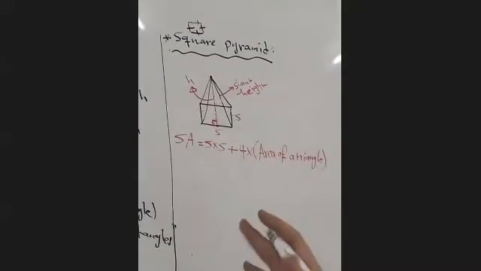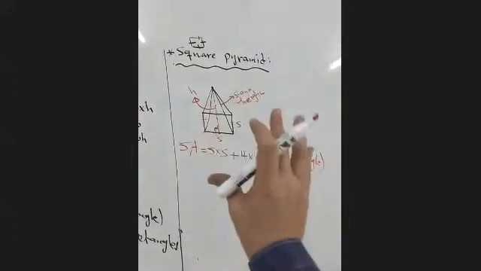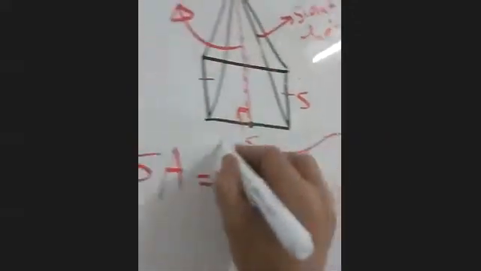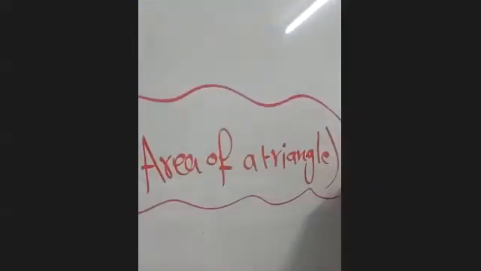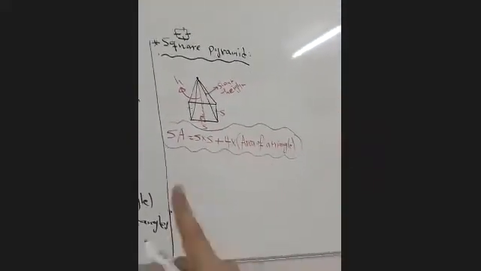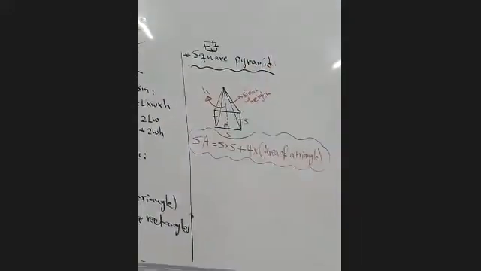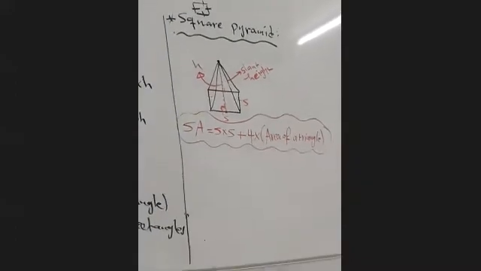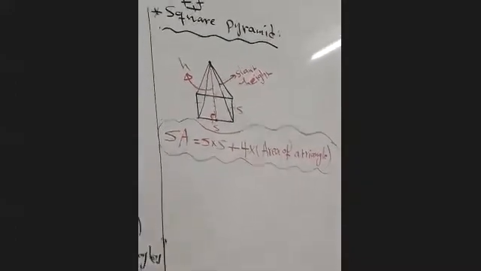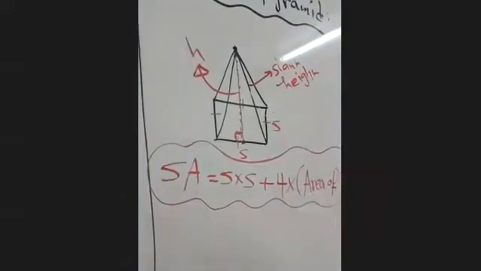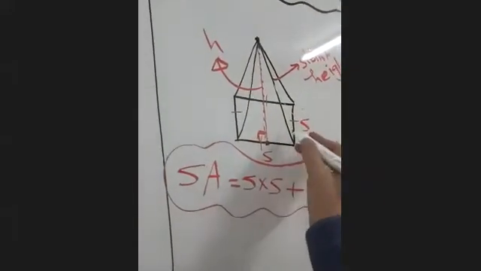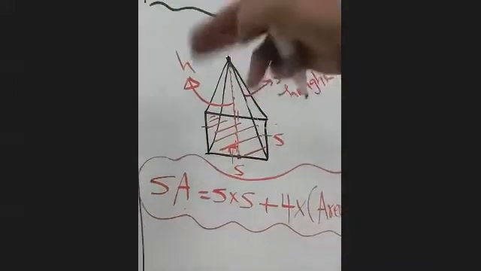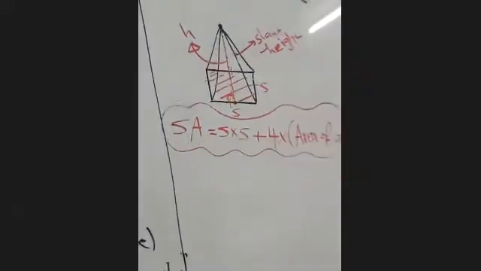This is the surface area of the square pyramid. It's a special case, focus on it. So this is the formula which we will use to find the surface area of the square pyramid. How many faces for the square pyramid? We have 5 faces. One down, which is this square, the base, and we have 4 triangles on the sides.